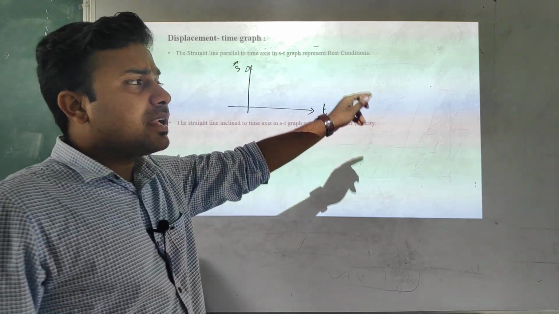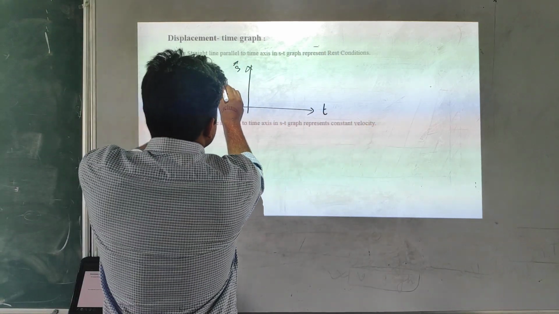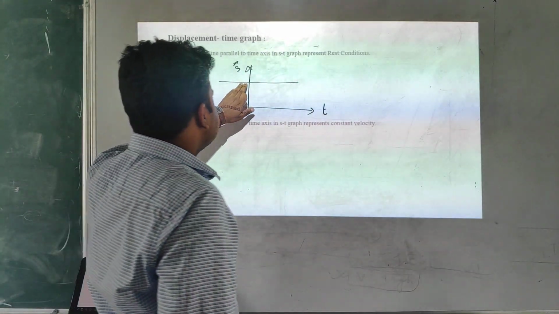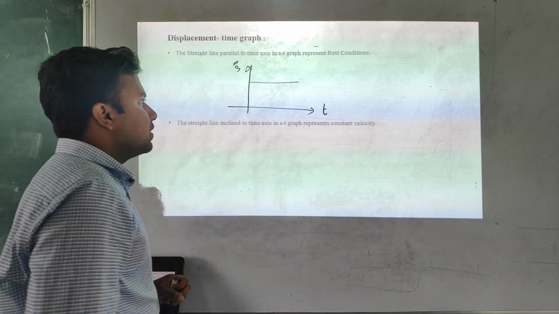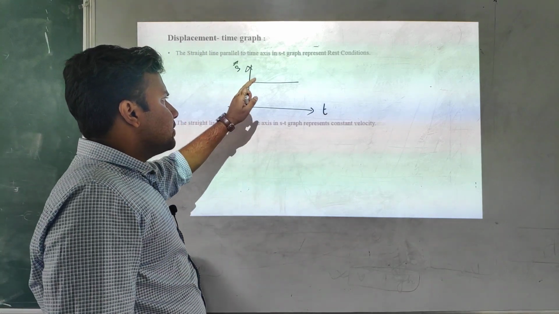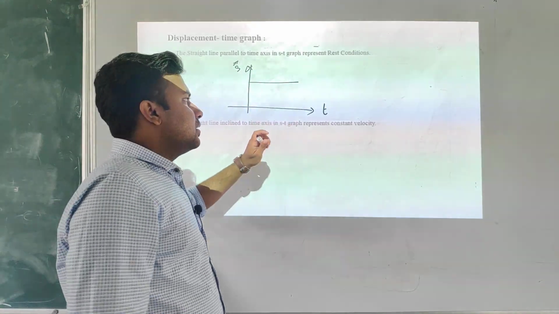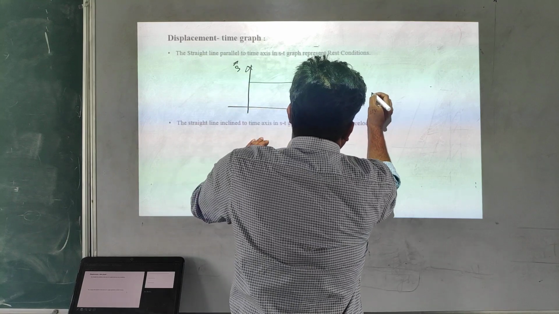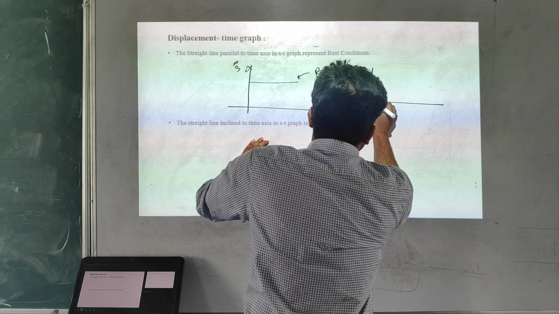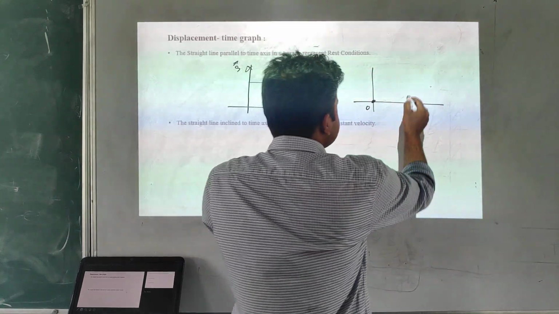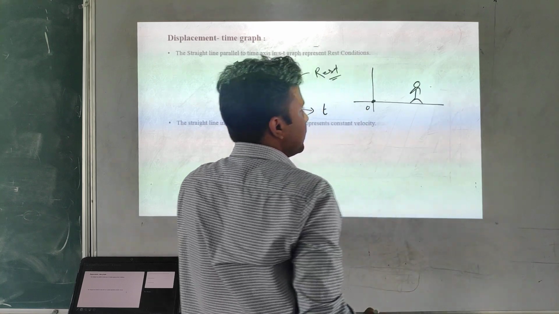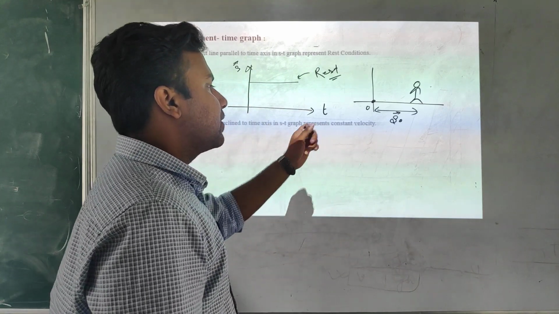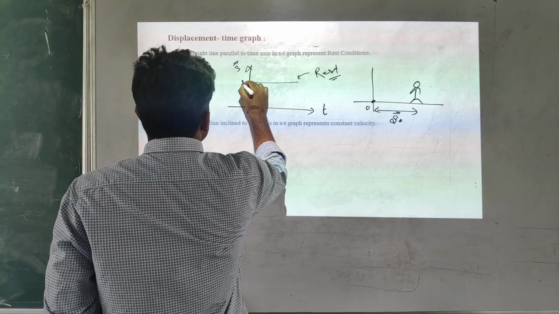The straight line parallel to the time axis, like this one, the straight line parallel to the principal axis. Time is never zero, so we don't need to consider this one. Now if it is starting from here, time is passing, so this is representing a rest condition. Look at this, I am assuming this is the point O and one student is standing at this point. This is at S naught distance or displacement from this O.